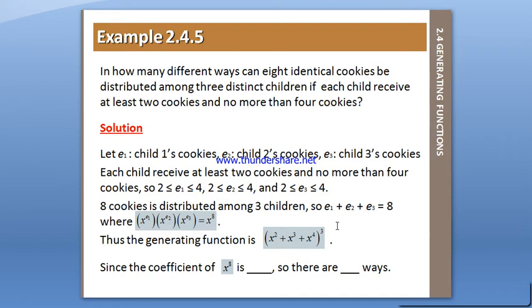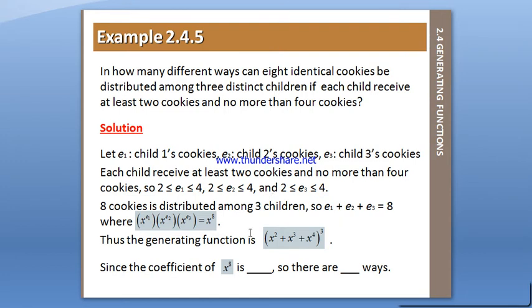Transforming it into the power form, we have x power e1 plus e2 plus e3 is x power 8. Now to calculate that, we need to get the coefficient of x power 8 from the generating function, which is the product of the generating functions of the 3 given integers e1, e2, e3, which we have taken to represent the 3 children.